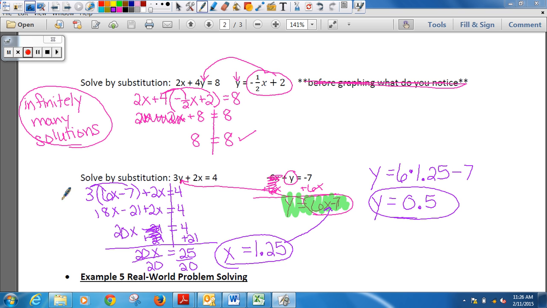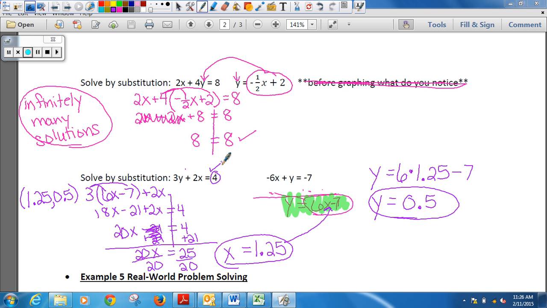I now have my x and y, so my last step is to write it as the ordered pair of 1.25, 0.5. Remember, you can go ahead and sub these in to the original using a calculator and see if it works. So if I'm going to sub it in to this one first, I would do 3 times y, and we know y is 0.5, plus 2 times x, and x is 1.25. When I put that in my calculator, it does give me 4. So it checks out in the first equation.